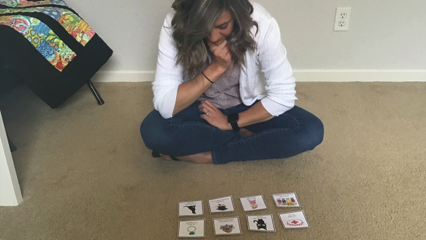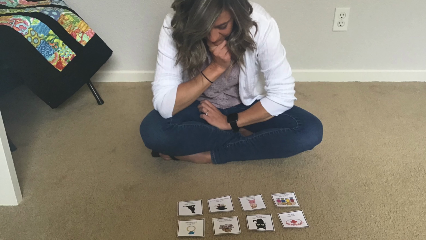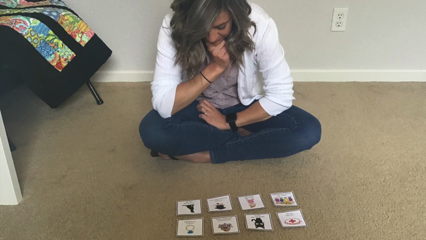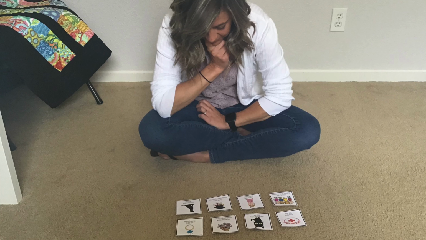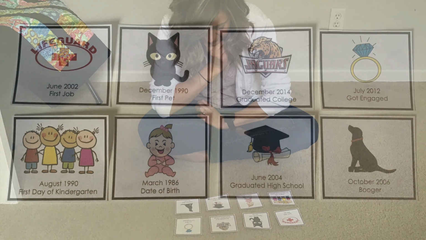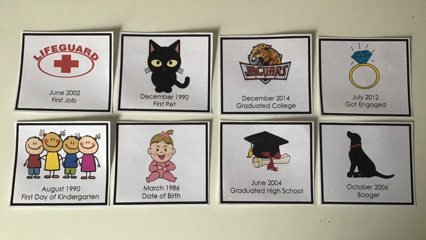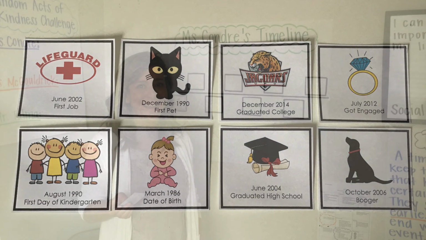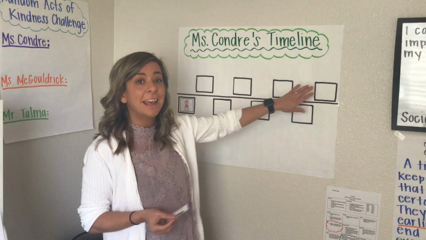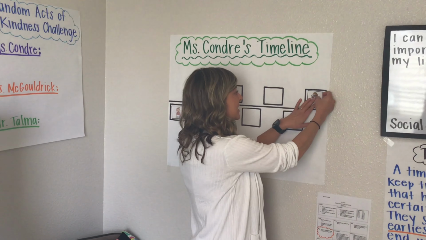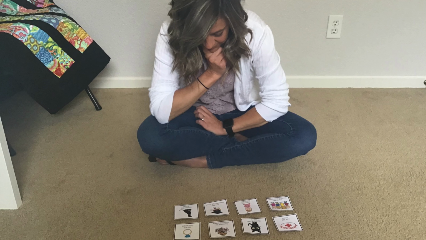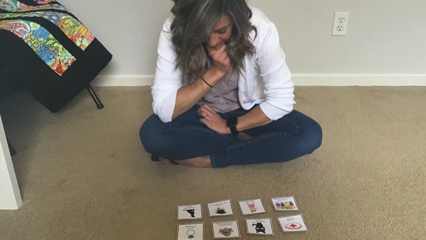The next step is to find out what happened last on my timeline. What day do you think it was? The day I got my first job, my first pet, the day I graduated college, the day I got engaged, my first day of kindergarten, the day I graduated high school, or the day I got Booger. If you guessed the day I graduated college, you were right again. I'm going to put that in the last box on my timeline, right here. Ta-da! The next step is to put the rest of the cards in order, or the rest of your events.